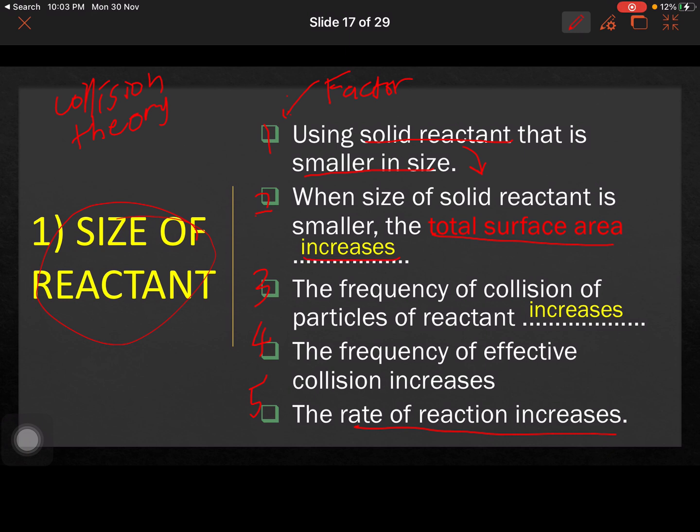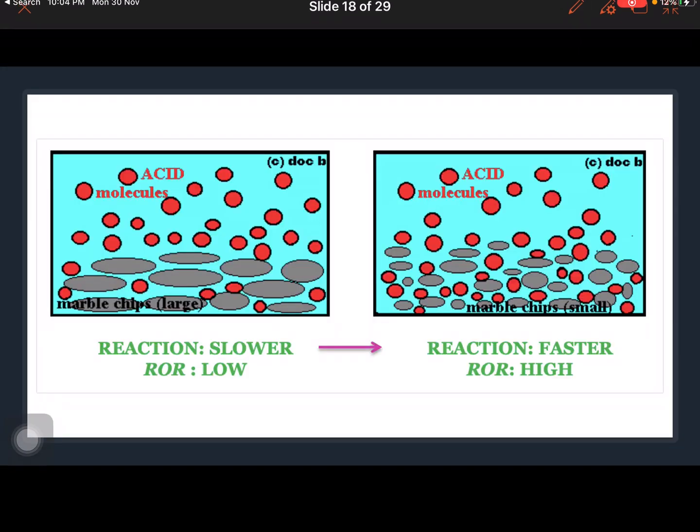Point keempat, frequency of effective collision. Beza dia, sebab not all collision akan resulting in effective collision. Tapi asalkan collision bertambah, effective collision pun bertambah juga. Dua-dua akan increases. Last kali barulah rate of reaction increases. Okay, faham? Kita tengok diagram.